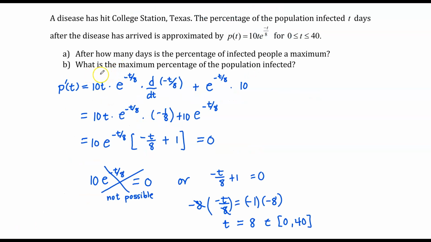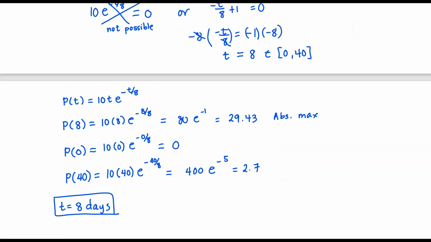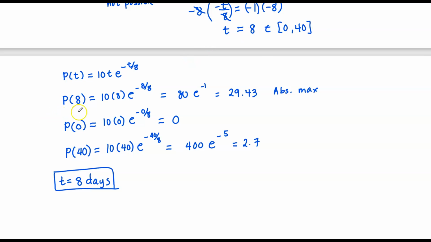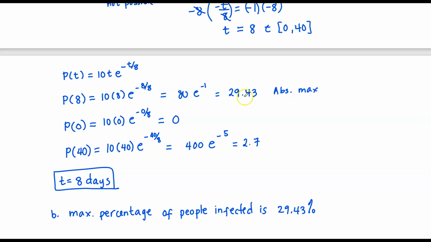And for letter B, we want to find the maximum percentage of population infected. So since p of t is the percentage of population infected t days after the disease has arrived, that means that the maximum percentage of people infected is 29.43%. So this y value here is the maximum percentage of people infected after the disease has arrived.